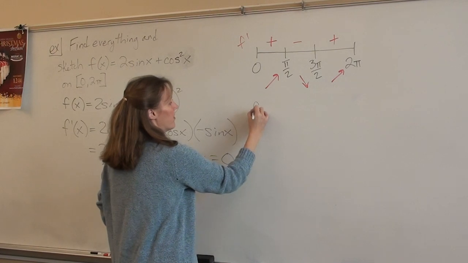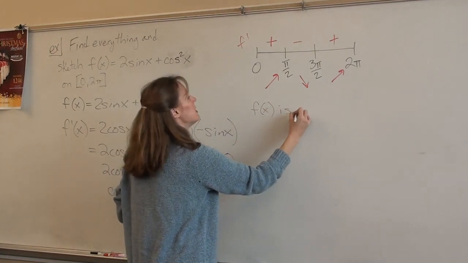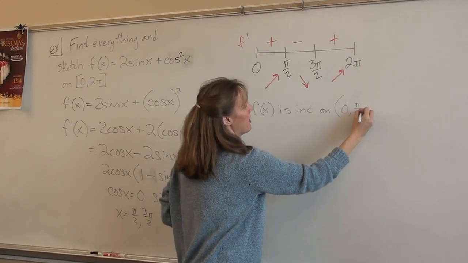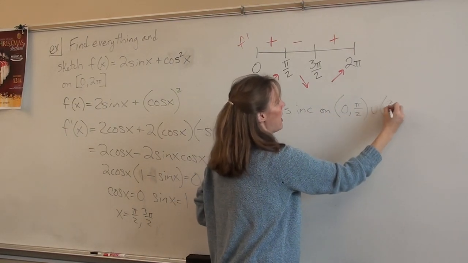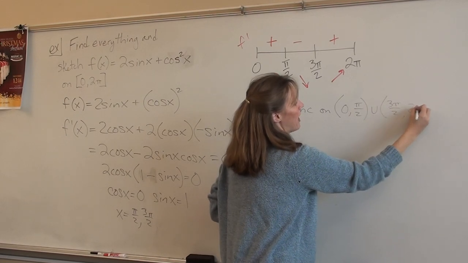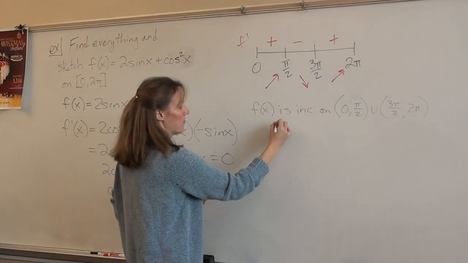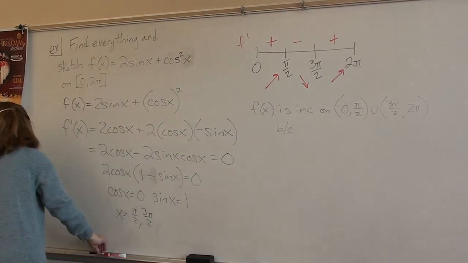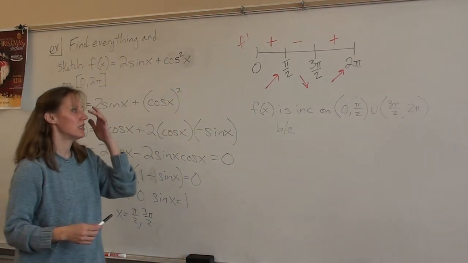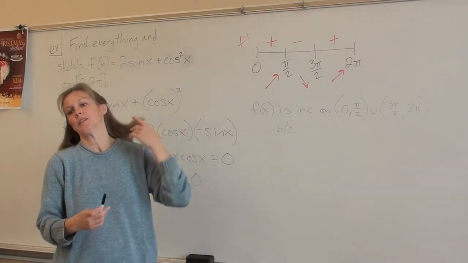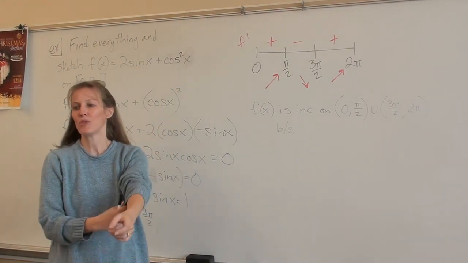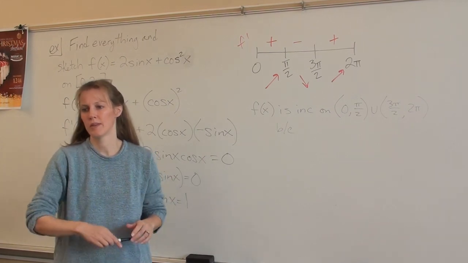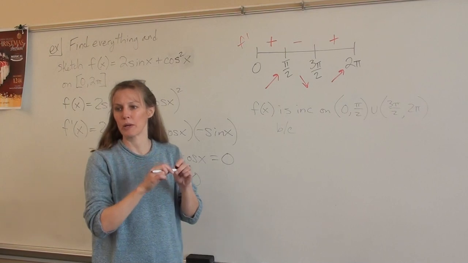So f is increasing on 0 to pi halves, union 3 pi halves to 2 pi. Would you put brackets? I never do brackets for increasing, decreasing. I feel like when it's 0, it's not increasing or decreasing. But if you put brackets, it's fine, as long as it's not undefined at the bracket. So the College Board accepts either way.